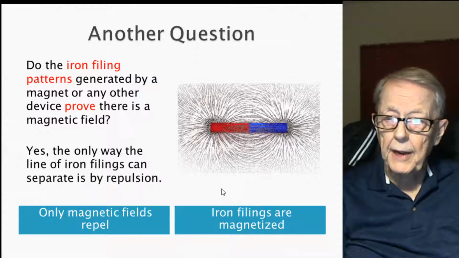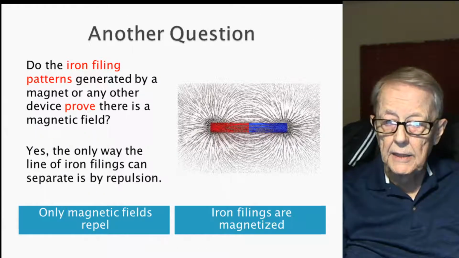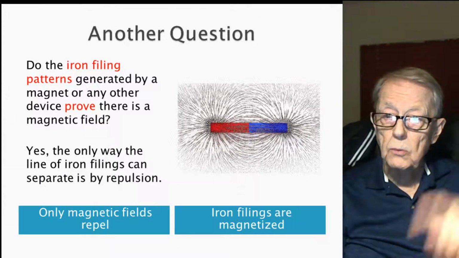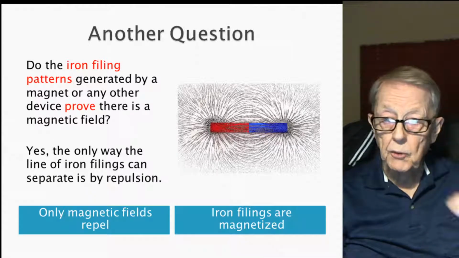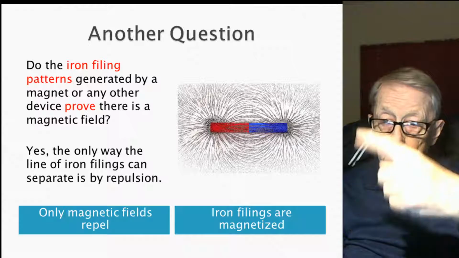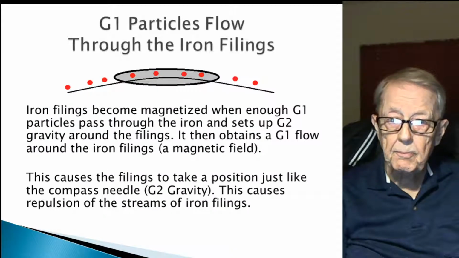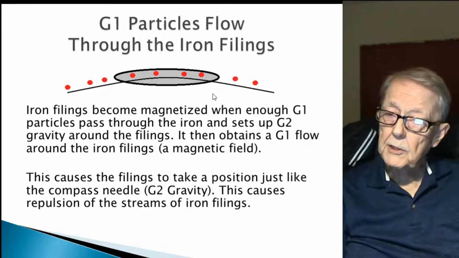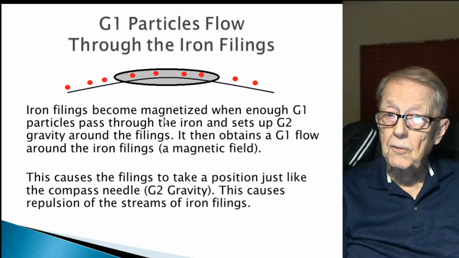So they are magnetized. That means that each iron filing has a flow of G1s around it, just like a straight wire does. It has a flow of G1s going through it, and around it. So this is how, in my opinion, the iron filings get magnetized.